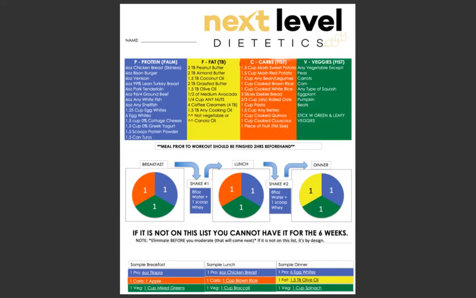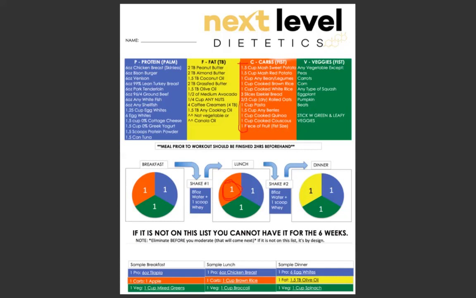Carbohydrates, again, these are all 1 unit servings. So on carbs, okay, if I have 1 unit to fill my plate, I can choose 1.5 cups of mashed sweet potato or 1 cup of cooked brown rice. And by the way, you're going to measure your carbs cooked.